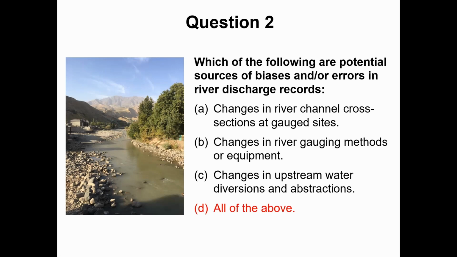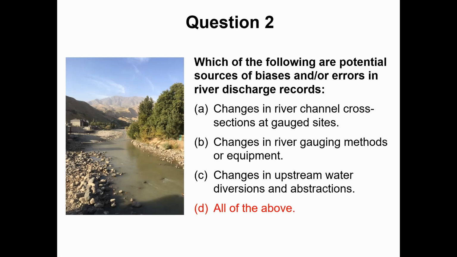So you remember from this morning, if the channel cross-section is unstable, then that changes the relationship between the water depth and the amount of water in the channel. If we change, for example, from doing manual measurements through to fixed instruments in the stream, that can cause a change. If there's a dam or some other change in the catchment upstream, like a land use change or a water diversion, that can also affect the river flow record.